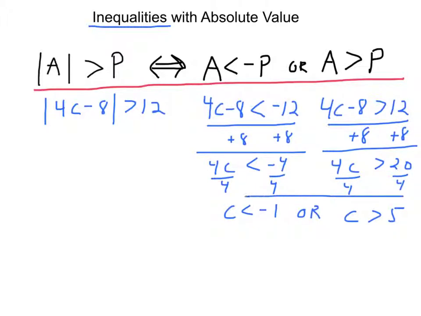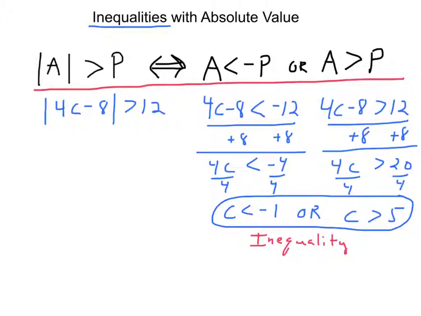So that right there would be your inequality way of writing your answer, and you should include that word or in there, because again, that means that you're going to combine the two sets of numbers. So you're going to include all numbers less than negative 1 combined with all numbers greater than 5 for your overall solution set to this problem.